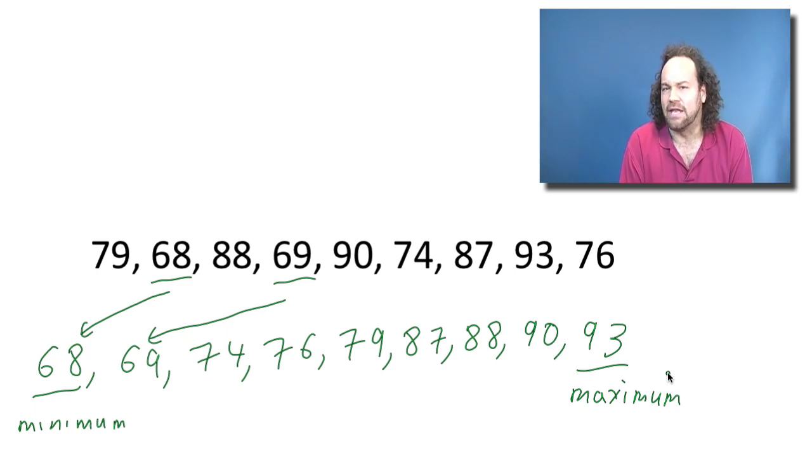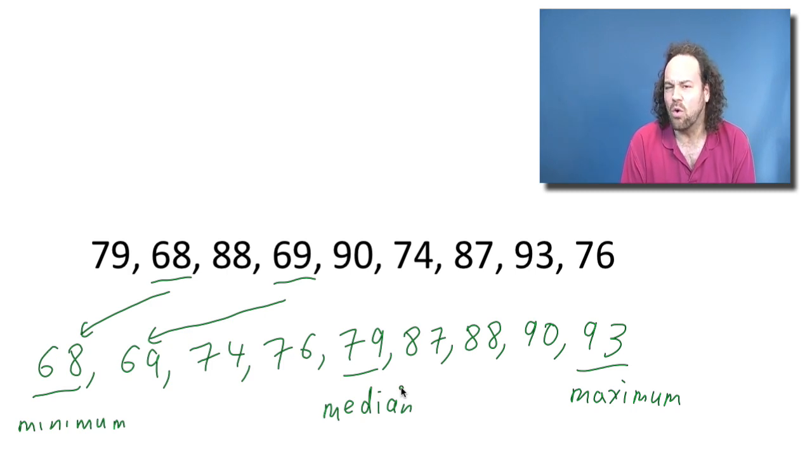What about the median? Well, there's 9 grades, so we want the one which is halfway between the first one and the 9th one, and that's the 5th one. So the median grade is the 5th one, which is equal to 79.